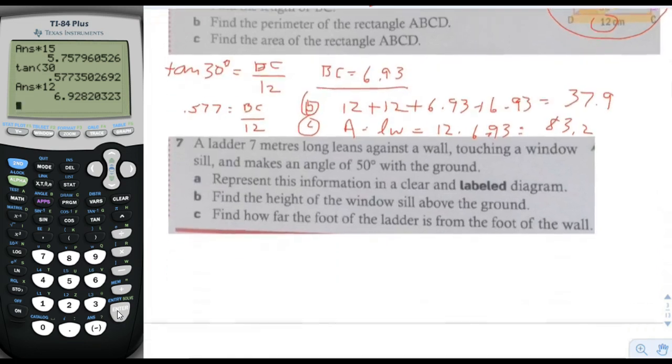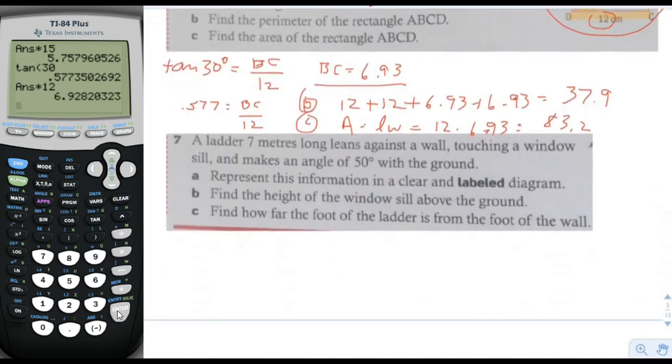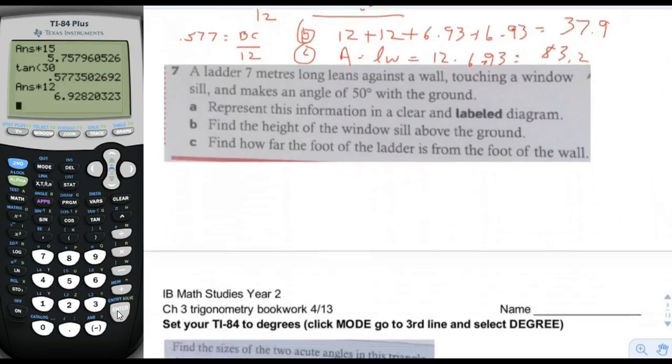Okay, moving on. A ladder 7 meters long leans against a wall touching a window sill and makes an angle of 50 degrees with the ground. Represent this information in a clear and labeled diagram. So we got a ladder that's 7 meters long against the wall touching a window. It makes an angle of 50 degrees with the ground. Okay. Represent this information.